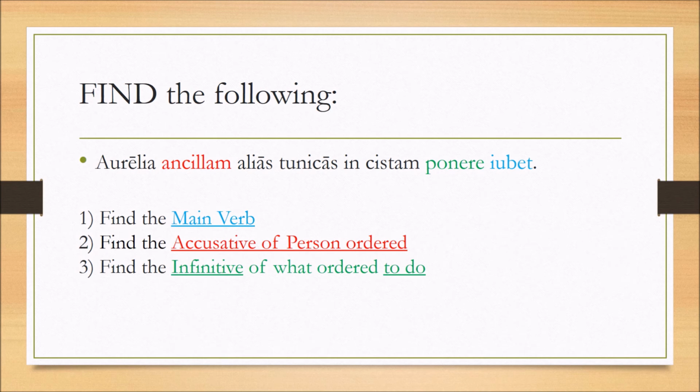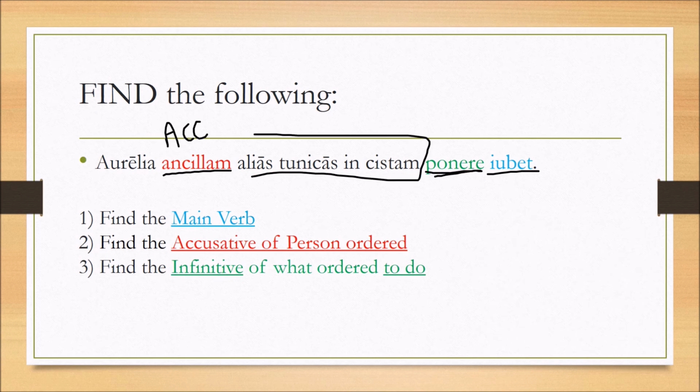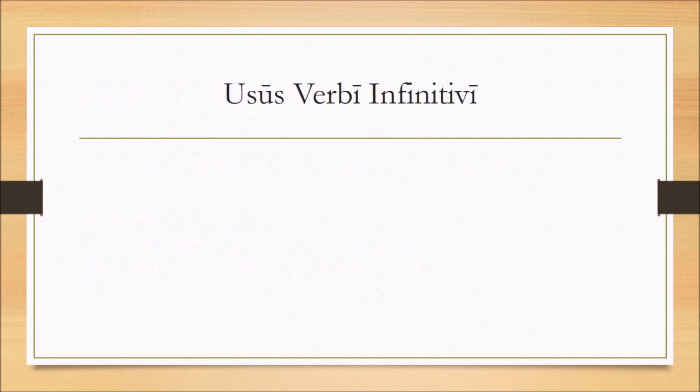And you can see on the board your answers. Your main verb iubet is what Aurelia is doing. She is ordering. The person that she is ordering is our accusative in our accusative-infinitive construction. She is ordering the slave women. And then the thing that she is ordering those slave women to do is to ponere, to put. And then we'll finish that thought off with she's putting other tunics into the trunk or the chest.